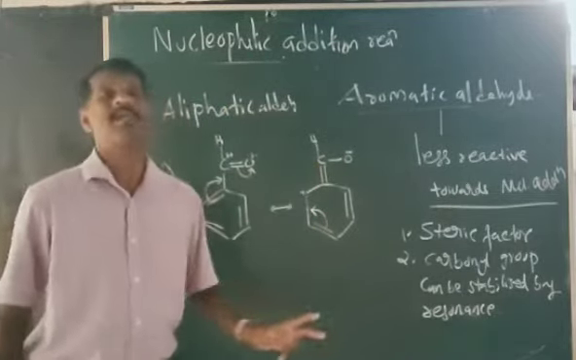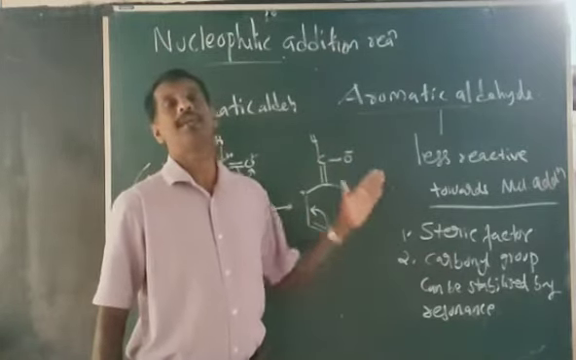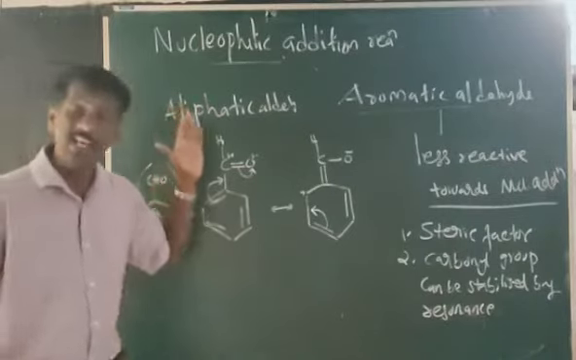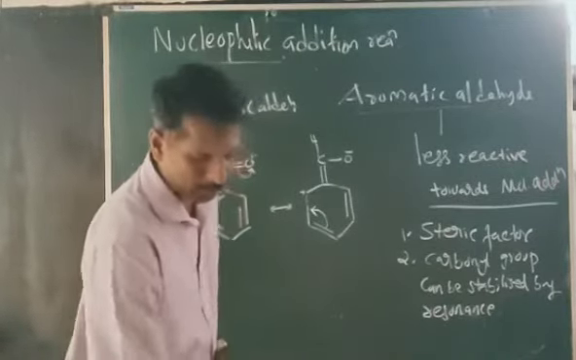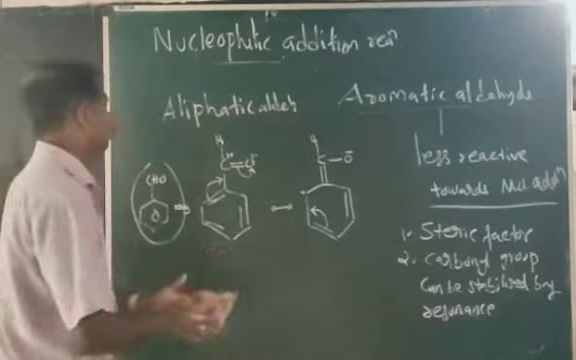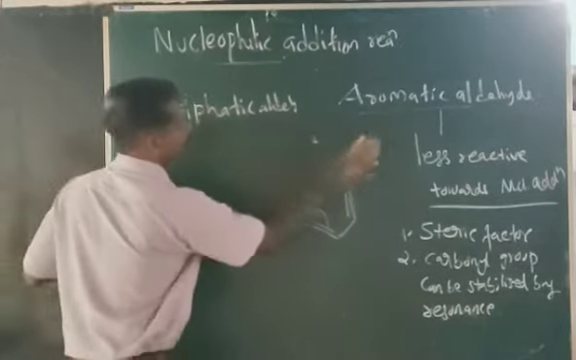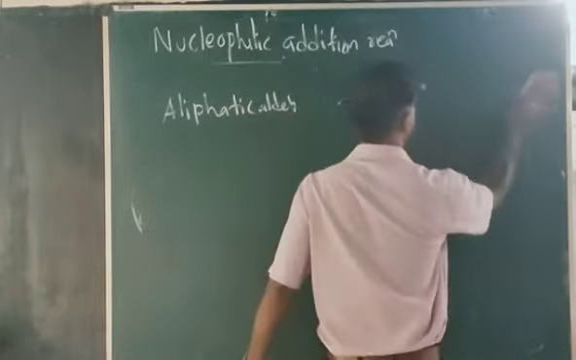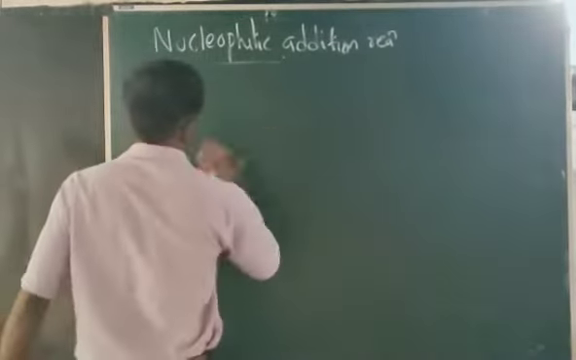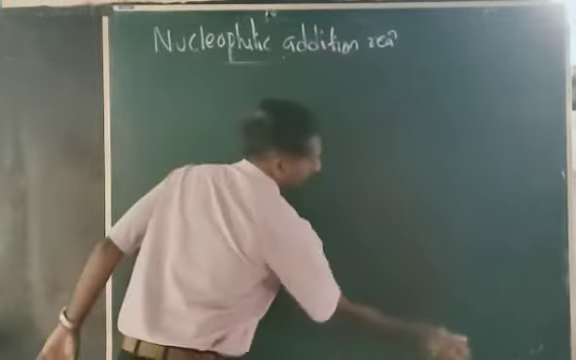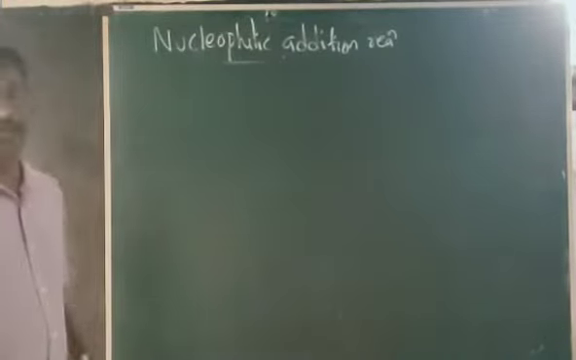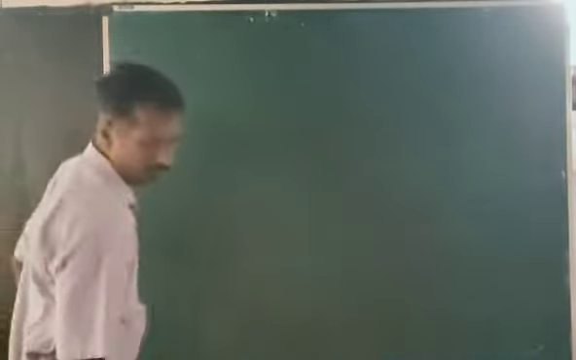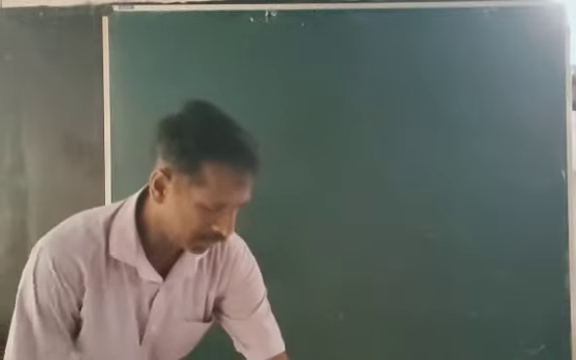These are the two reasons why aromatic aldehydes are less reactive towards nucleophilic addition reaction when we compare with the aliphatic aldehyde. Because in aromatic aldehyde, the first factor is the bulkier phenyl group, that means steric factor, and the second factor, the positive charge on the carbonyl carbon is reduced by resonance. Therefore, the attack of the nucleophile will become difficult. Clear? Now, let us discuss some examples for nucleophilic addition reaction.